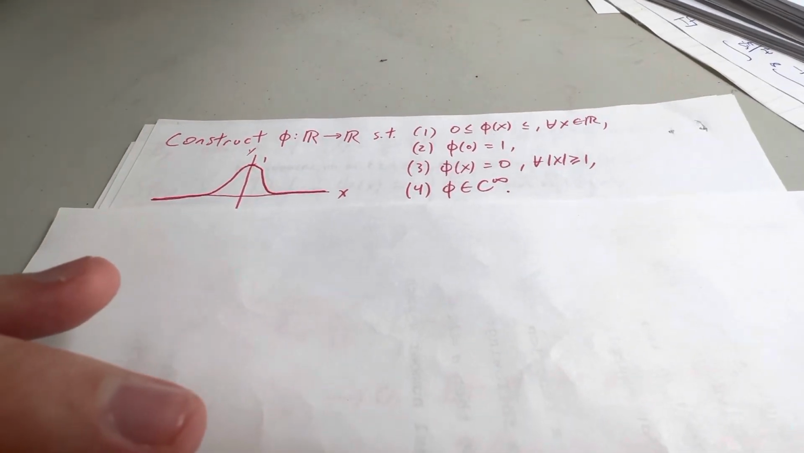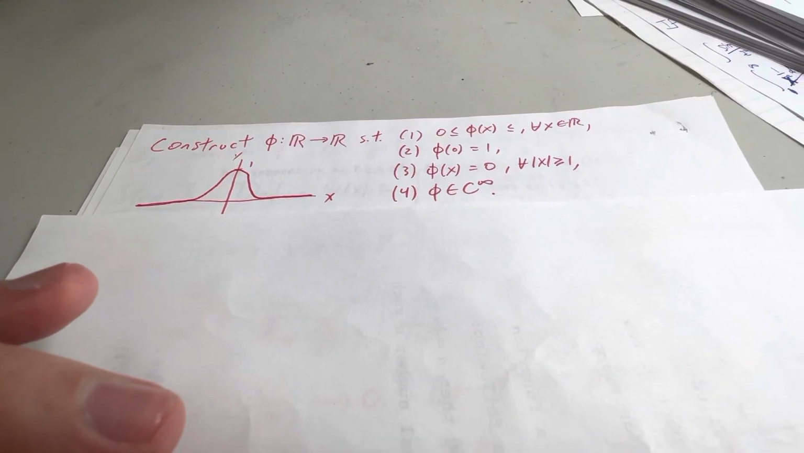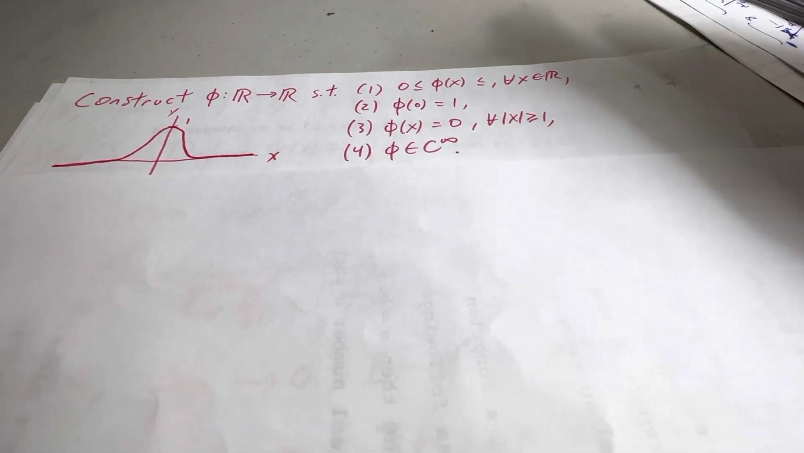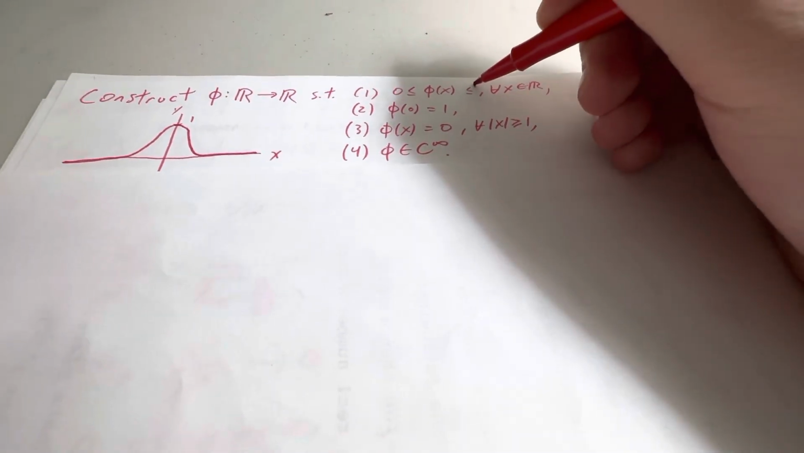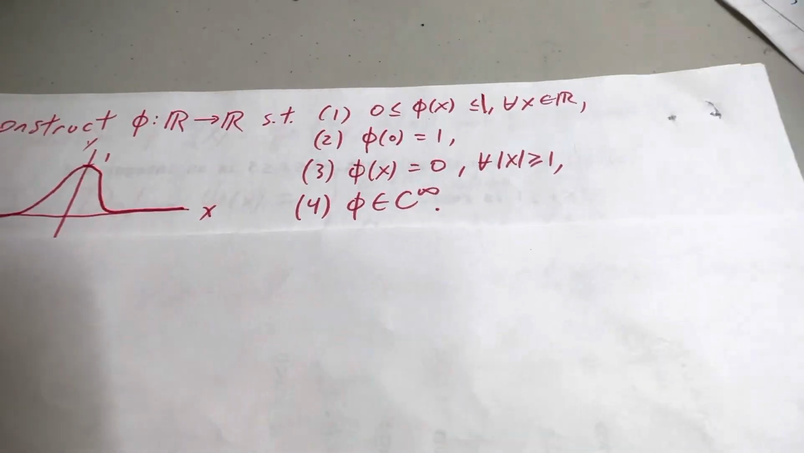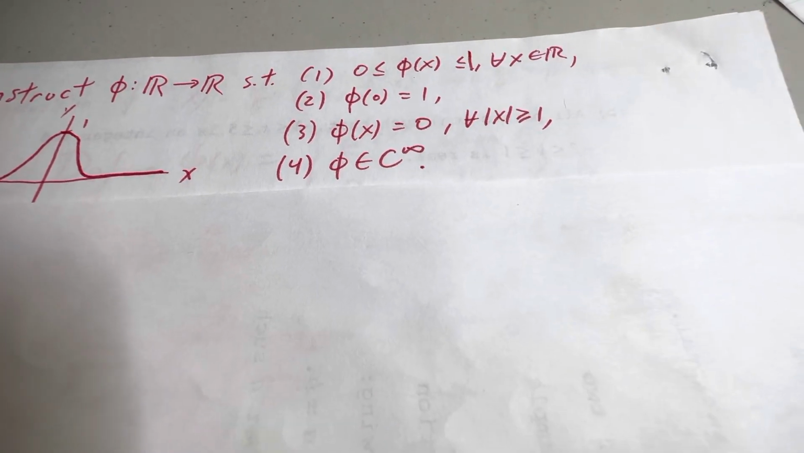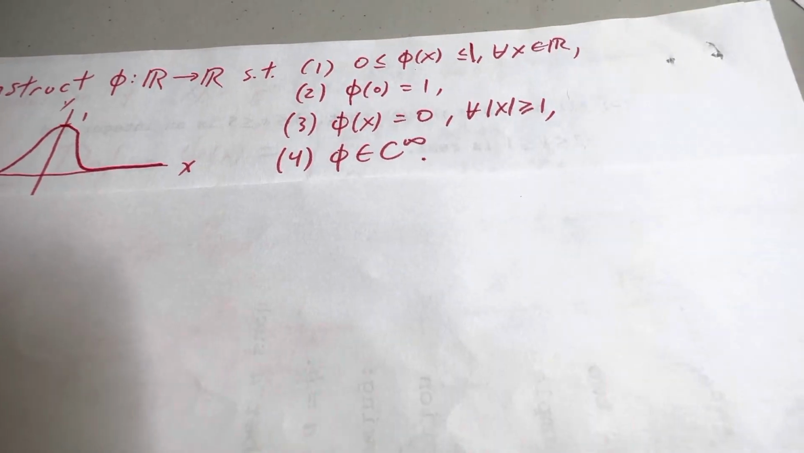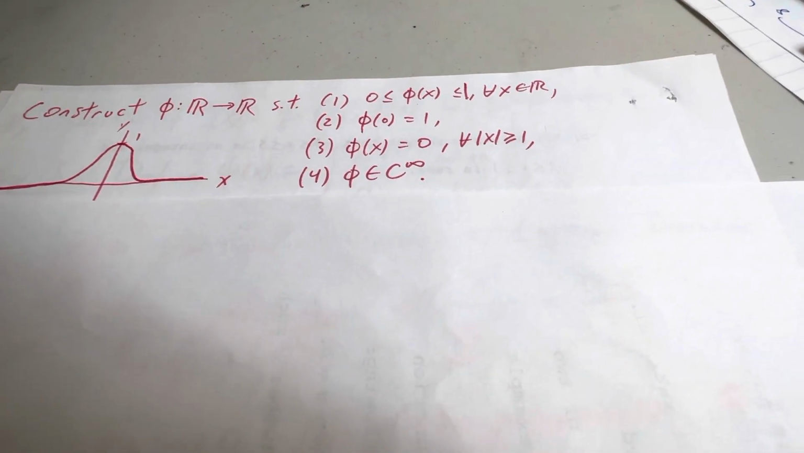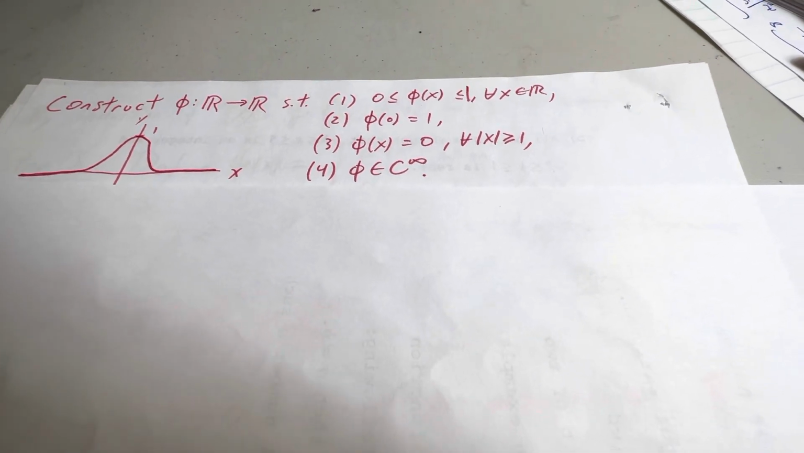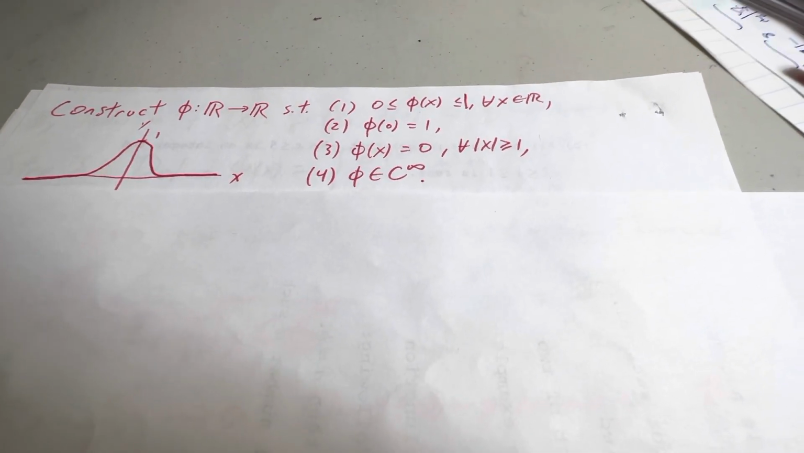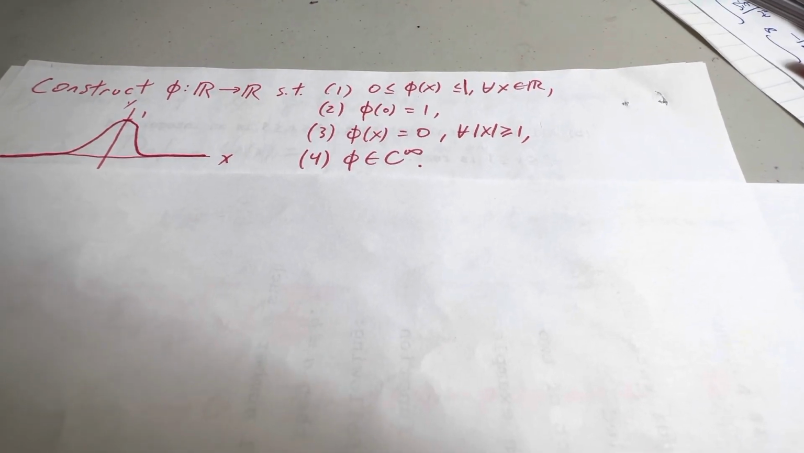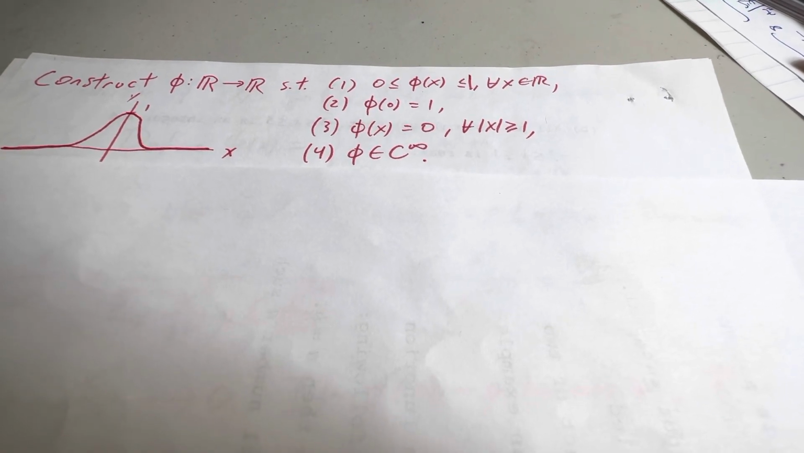We want to construct a function that is real valued of a real variable, and it follows the 4 criteria. Criteria number 1. Apparently, I did not write the number 1 here. There. We want to make a function that's non-negative and bounded above by 1 for all inputs. We want the input at 0 to be 1. We want f of x to be equal to 0 for x outside of the unit ball centered at 0. And we want it to be infinitely differentiable.